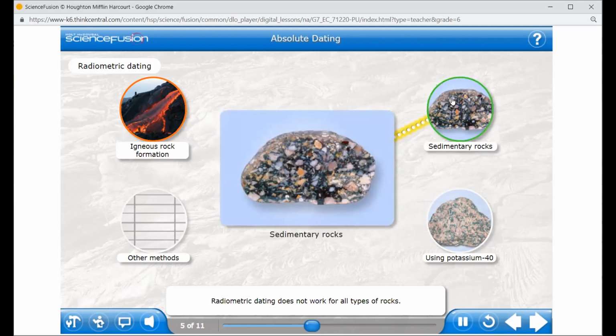Radiometric dating does not work for all types of rocks. Sedimentary rocks are made up of particles from other rocks, rocks which may have formed long before the sedimentary rock existed. If a rock partially melts or is put under intense pressure, some of its minerals change and form new minerals. It becomes metamorphic rock. What if you want to know the absolute age of a metamorphic rock? Can you figure out why scientists might only measure radioactive isotopes in the changed new minerals of a metamorphic rock?